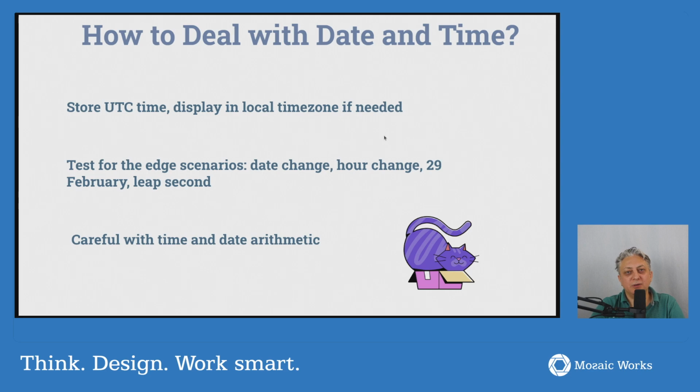So how to deal with these issues? Well, first of all, store UTC time, display in local time zone if needed. This is the most common thing that helps. I've often seen software developers who are first storing dates and times on the server in the date and time of the server. And the software would work perfectly as long as the server was in the same region as the clients. So for a while it might have worked, right?